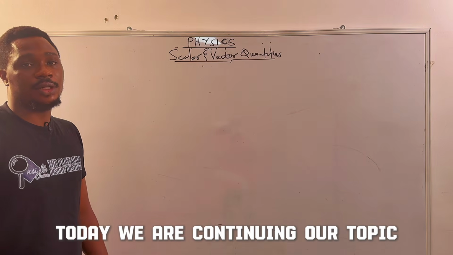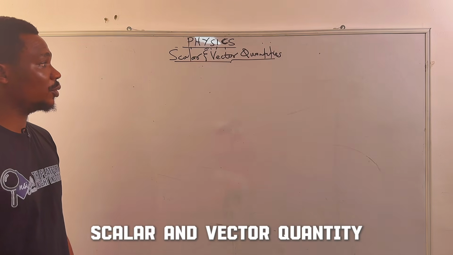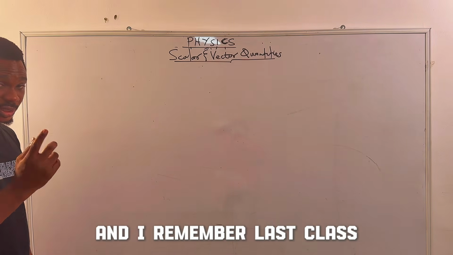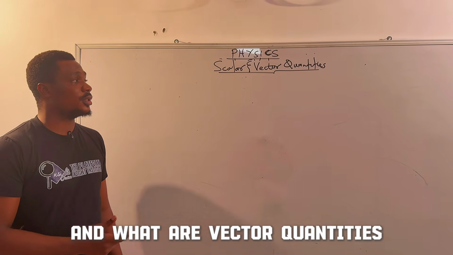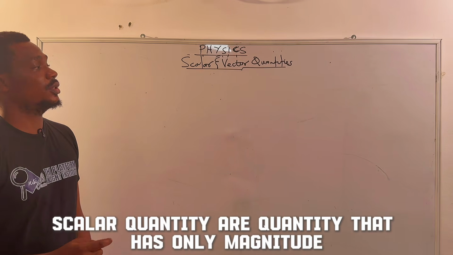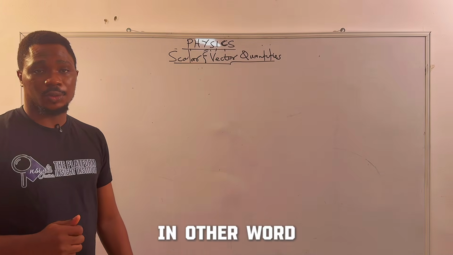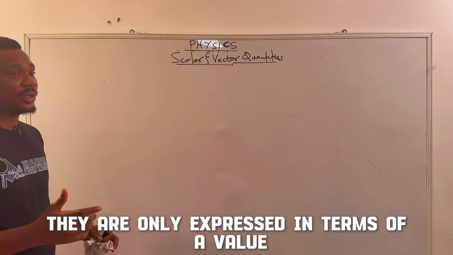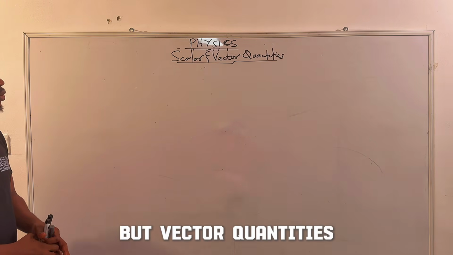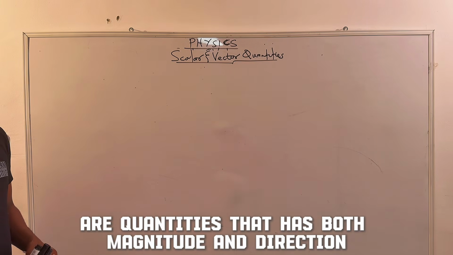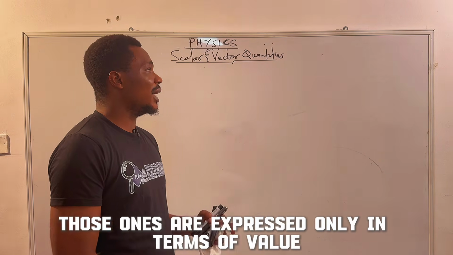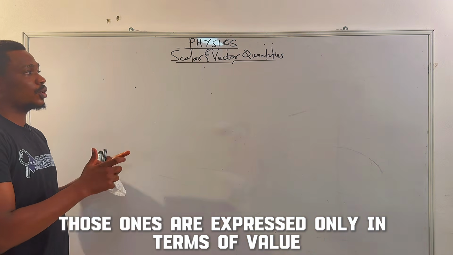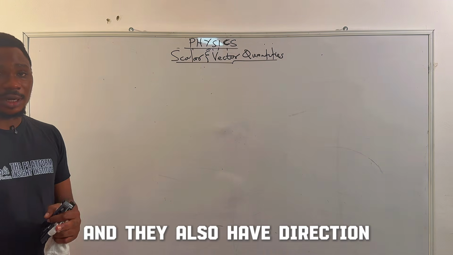Today we are continuing our topic, scalar and vector quantity. I remember last class we talked about what scalar quantities and vector quantities are. We say scalar quantities are quantities that have only magnitude. In other words, they are only expressed in terms of a value. But vector quantities are quantities that have both magnitude and direction. In other words, they are expressed in terms of value and they also have direction.